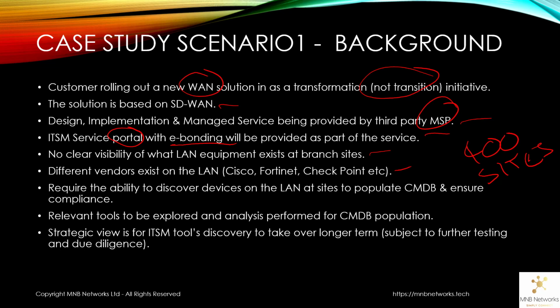What we do know is that there's different vendors in place, so we have Cisco, Fortinet, Checkpoint and maybe some others. We require the ability to discover the devices that are on the local area network at these sites and then populate the CMDB to ensure compliance. Now, what might that mean? These are things that you might get really as requirements in real life from people saying we need to ensure compliance. And this is where, as a network designer, you have to ask questions.